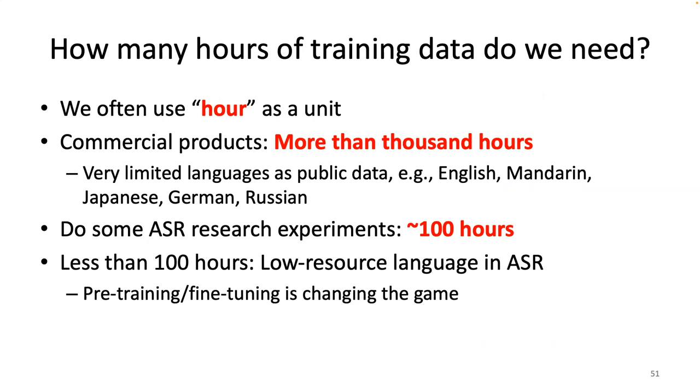Which is very expensive, or too large for us to compute some kind of models based on 1,000 hours. However, if we do research, the usual scale is 100 hours. Wall Street Journal is about 80 hours, and Switchboard is 300 hours, and so on. Using one GPU, it can take like 1 or 2 days to train the model. So it is not very difficult for you to work on it, even for many of our researchers, including industry researchers.